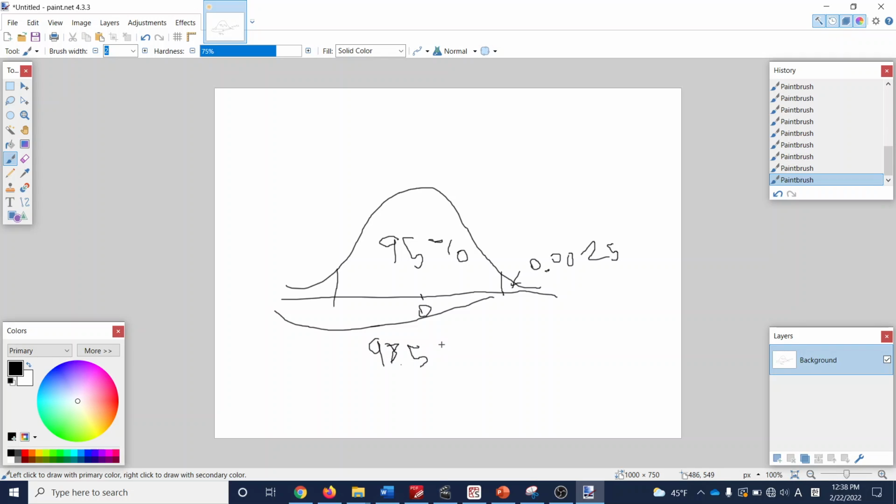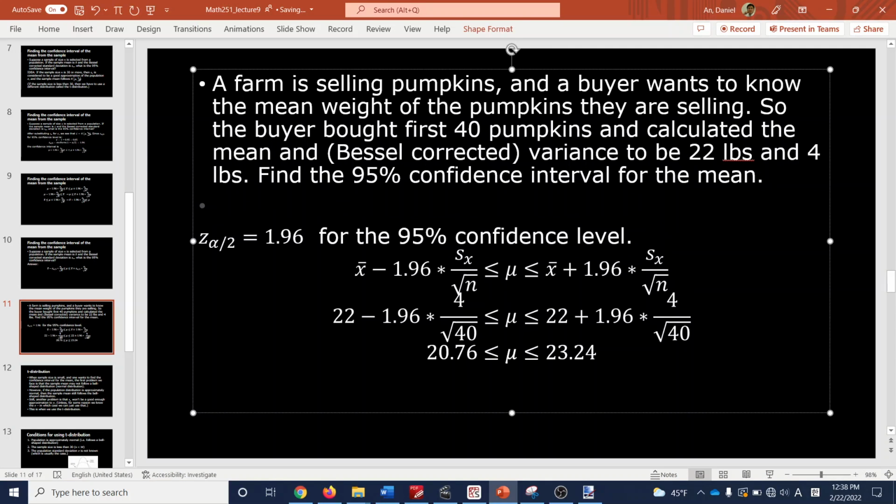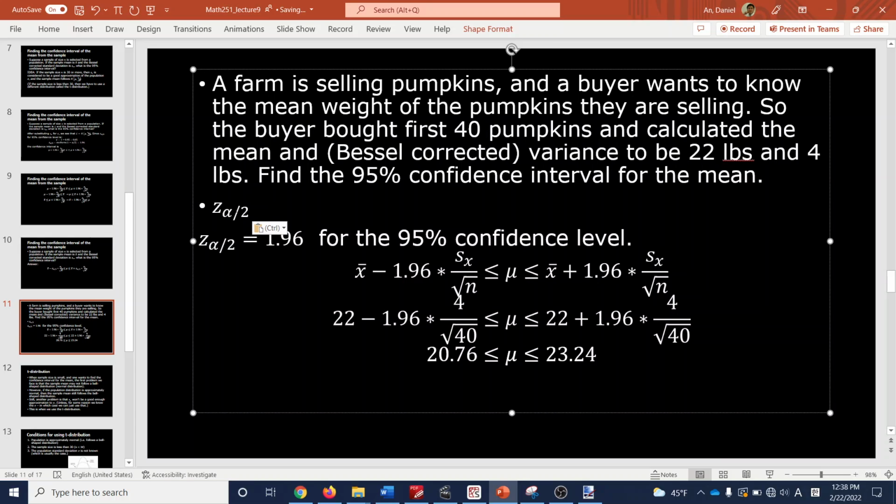So what you do is you either use your calculator, or you can look it up, and you get this by saying that z alpha over 2 is the inverse norm of 0.975, from the standard normal distribution, which has mean 0 and standard deviation 1. So you have this, and you get 1.96.